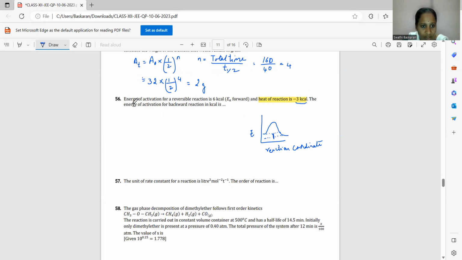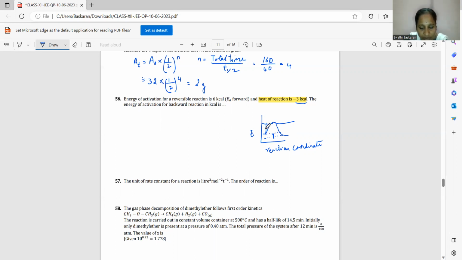Okay. And now the activation energy is 6 kilocalories. The energy of activation for the reversible reaction is 6 kilocalories forward. So forward is this much. I'm sorry, forward they are giving. So this is 6 kilocalories, which means that they are asking the activation energy of the backward reaction.